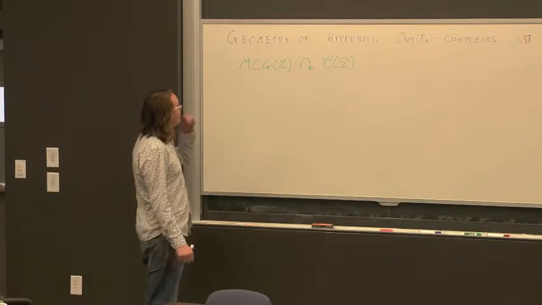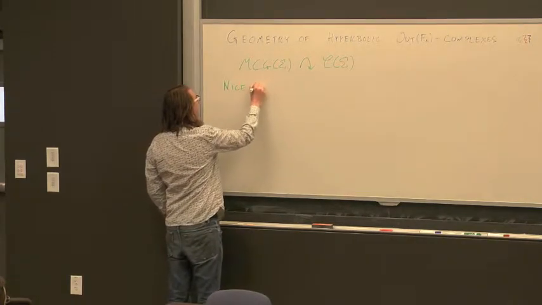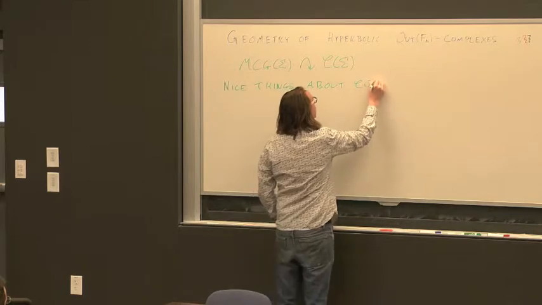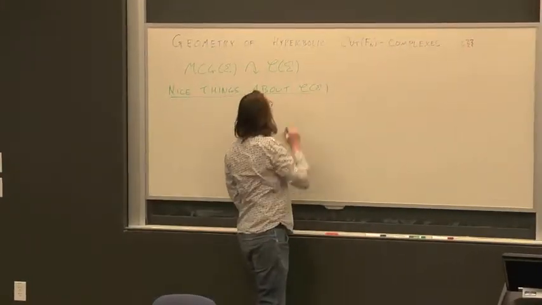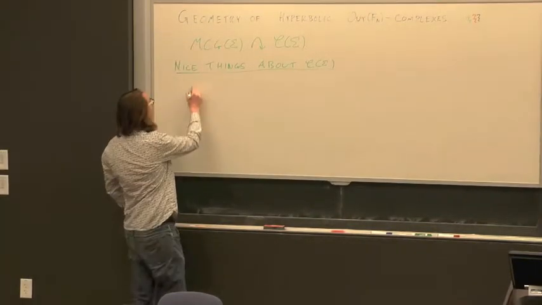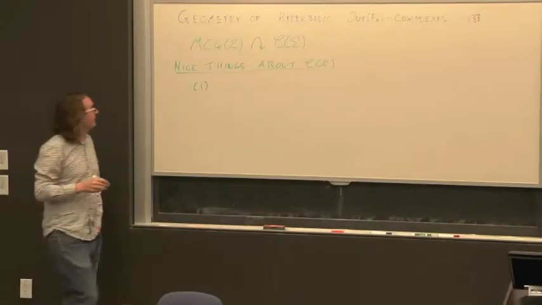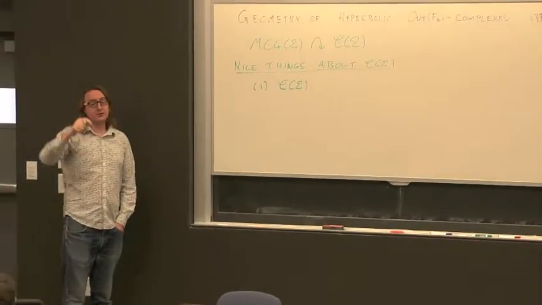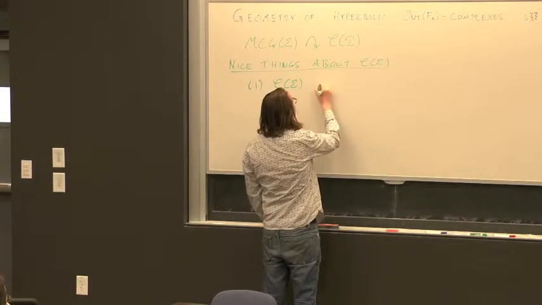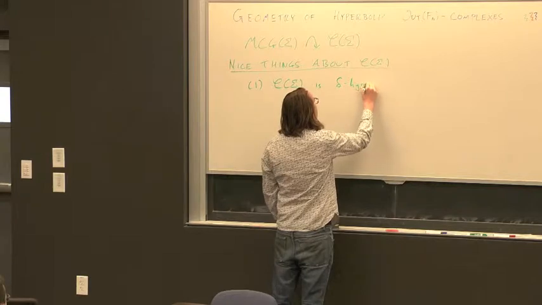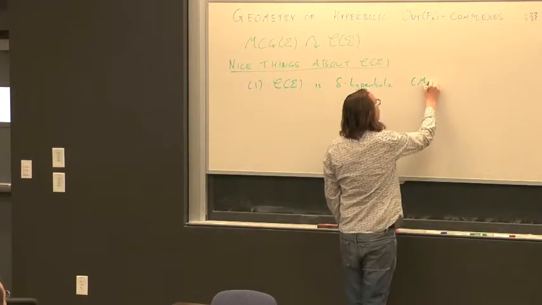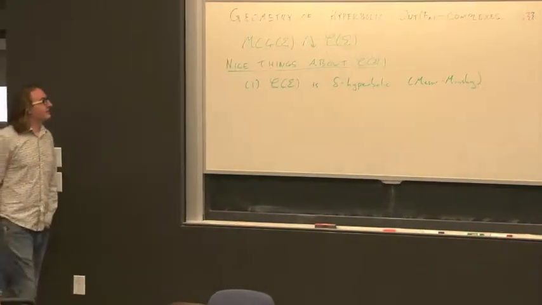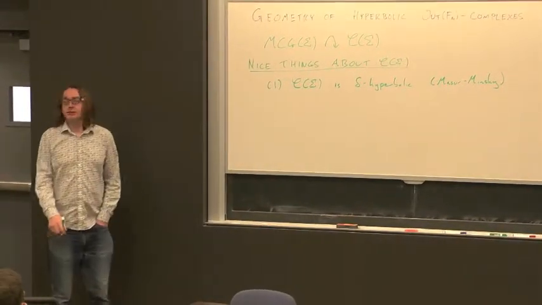So let's start with nice things about this curve graph. I guess the first thing is that the curve graph is a metric graph where, if you give all the edges length 1, then this graph is delta hyperbolic. This is a result of Masur-Minsky. And we saw Richard Webb's really nice unicorn-based proof of this earlier in the week.